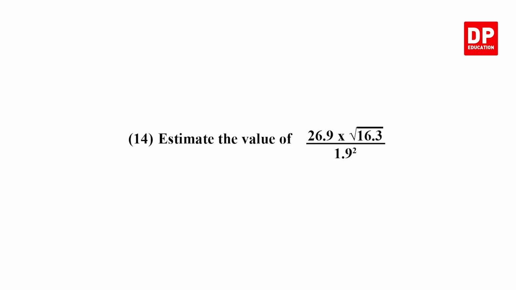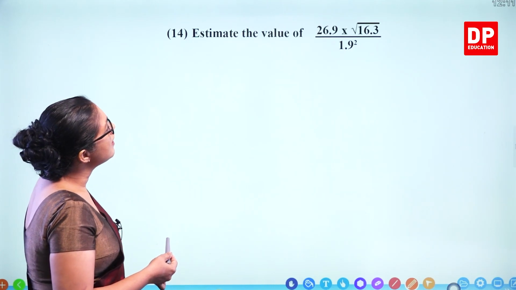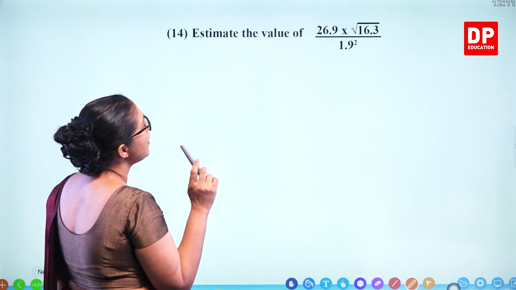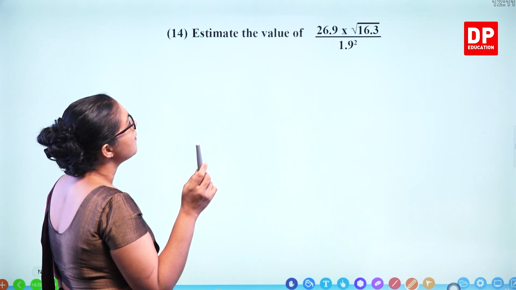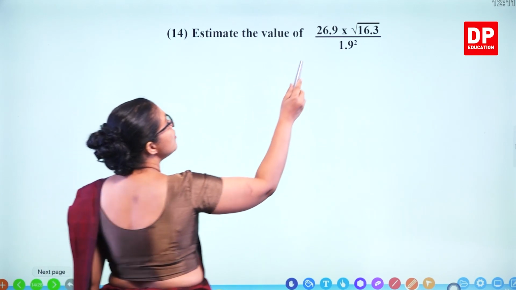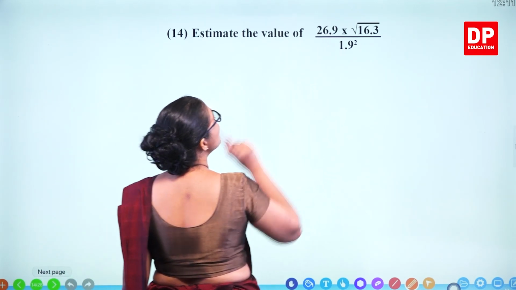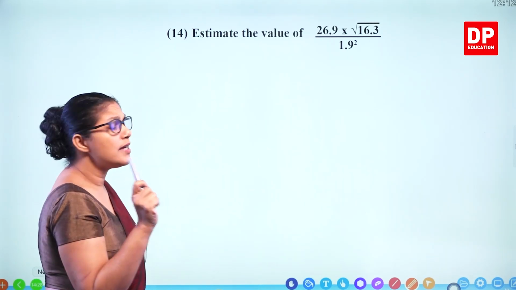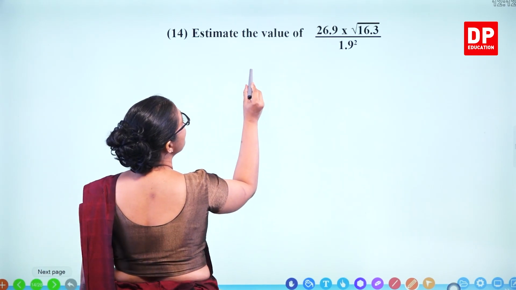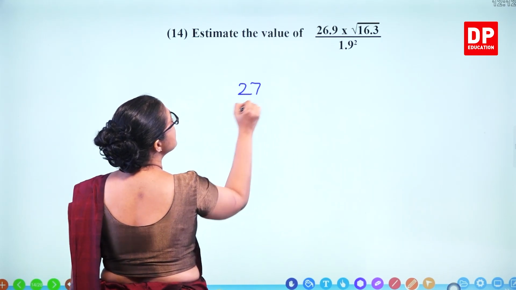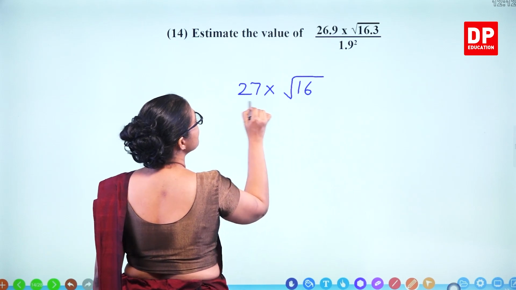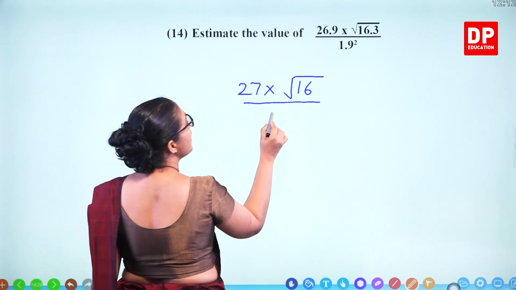Question number 14. Estimate the value. So estimate means rounding. So we can think about one significant figure for 1 digit. How can you write 26.9? If you are considering units place, that's 27. So we'll round it to units place. So you have to do all the numbers to the nearest units place. So 26.9, you can write 27. 16.3, that's 16. And 1.9, you can write 2.